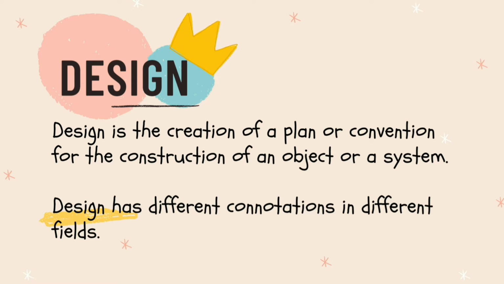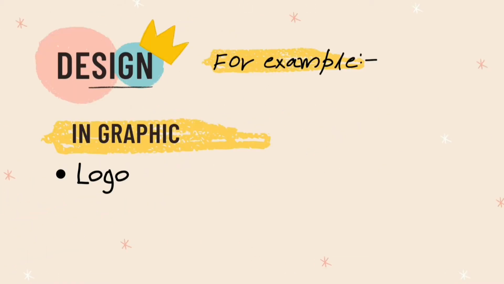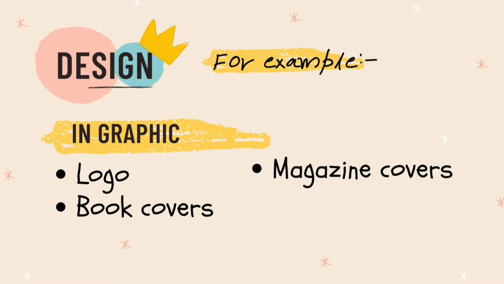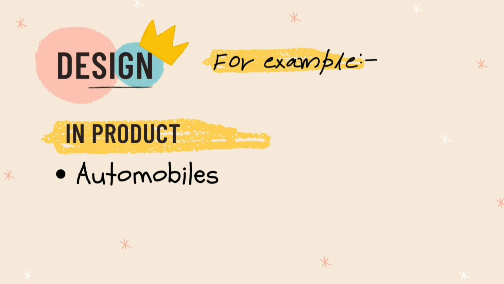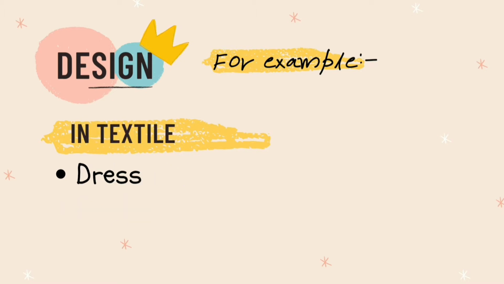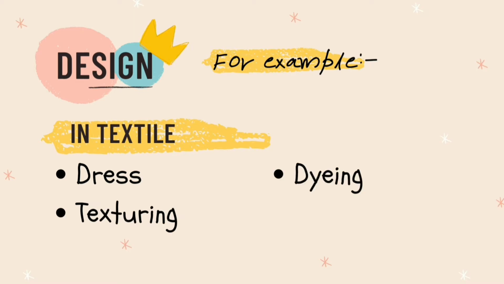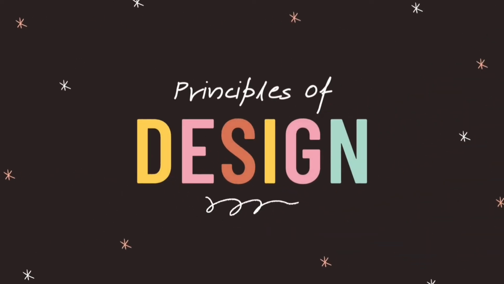You know what? Design has different connotations in different fields. For example, in graphic, we can have designs of logos, book covers, magazine covers, and UX UI design. While in the product field, we can have designs of automobiles or crafts. Similarly, in textile fields, we can have designs of dresses, its texture, and different designs of dyeing, and so on. That's all for design. Let's move on to our main topic, the principles of design.